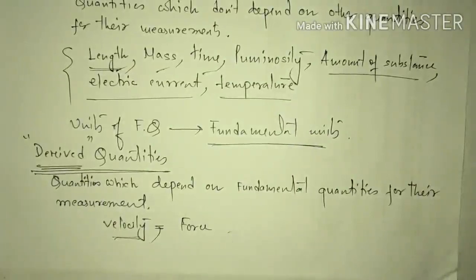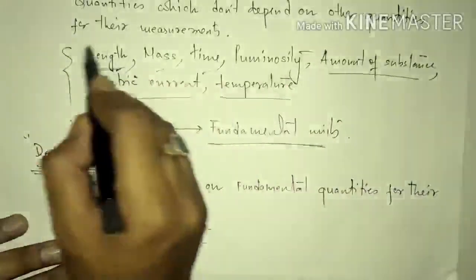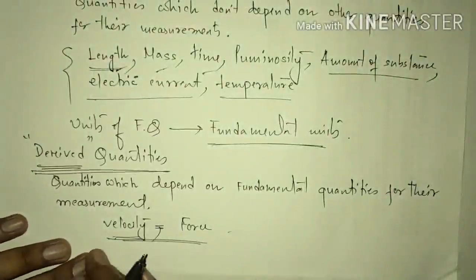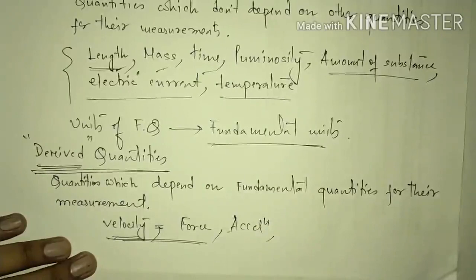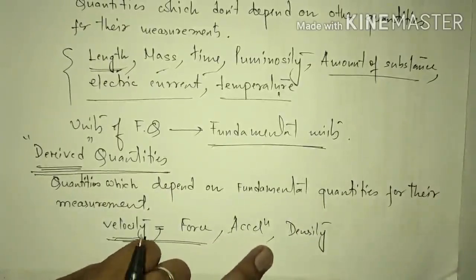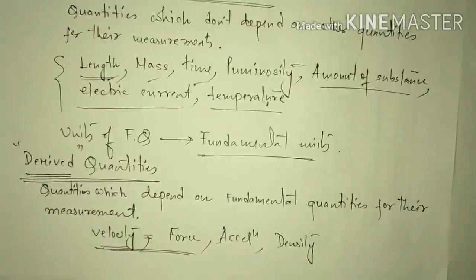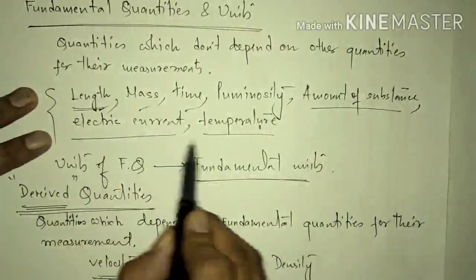So velocity, force, pressure, there are lots of quantities. A huge number of quantities are there. All of them are derived quantities. Except these 7 quantities, all the rest of the physical quantities are derived quantities. And the units of the derived quantities are termed derived units. I can write, say, acceleration. It is again a derived quantity. Then there is density, mass by volume. So it depends on mass and it depends on volume. Mass is a fundamental quantity. Volume will depend on a lot of other fundamental quantities depending upon the shape of the object. So density is a derived quantity. Like that we have innumerable derived quantities. But so far as the fundamental quantities are concerned, we have only these 7: length, mass, time, luminosity, amount of substance, electric current and temperature.